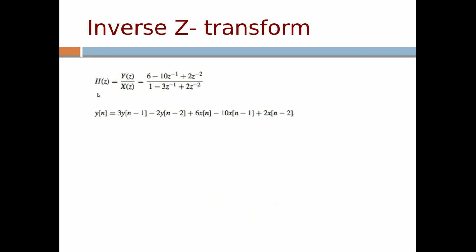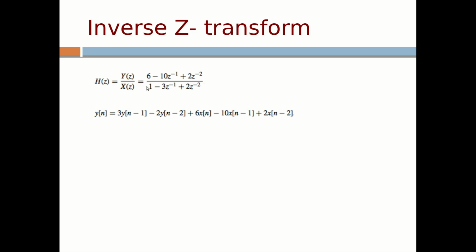So H(z) here is (6 - 10z^-1 + 2z^-2) / (1 - 3z^-1 + 2z^-2). We have seen in the previous slide that H(z) is equal to Y(z) by X(z). So given an H(z), we can actually find the input-output relationship of a system, and let's see how. So what we do is we cross multiply these two terms.